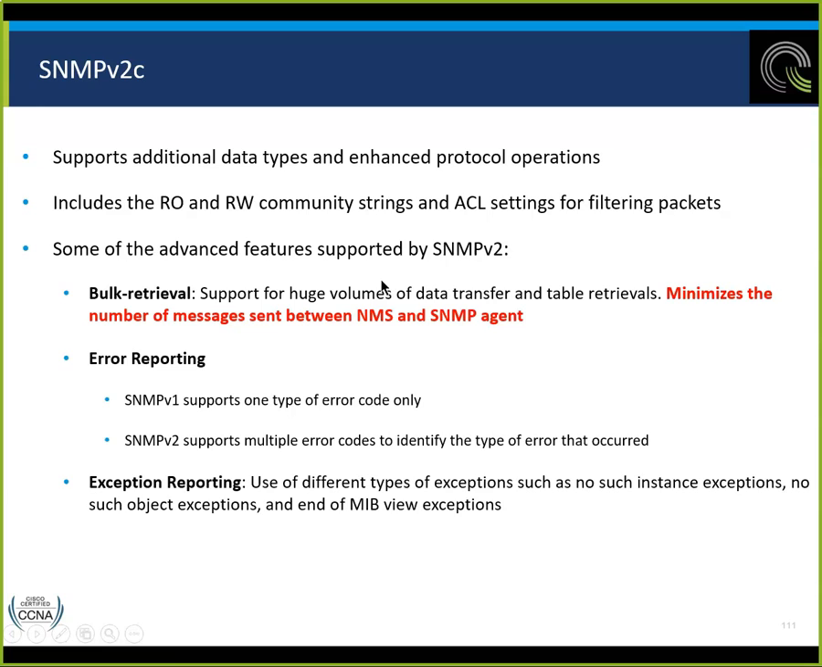Filtering the packets. Where can we go with advanced features of version 2? Bulk retrieval, huge volumes of information, and error reporting. Version 1, one type of error code. Version 2, multiple error codes. And then exception reporting, different types of exceptions, such as no such instance, no such object, which helps when we're trying to add things, that we get something that says, hey, that object doesn't exist, that instance doesn't exist. It's kind of like the error message I'm getting.